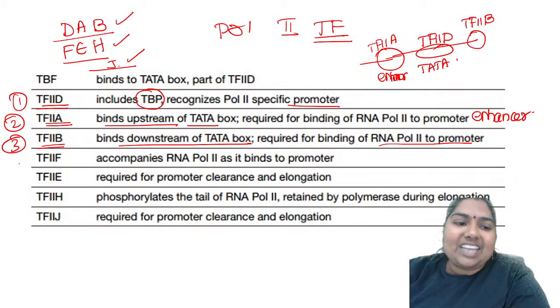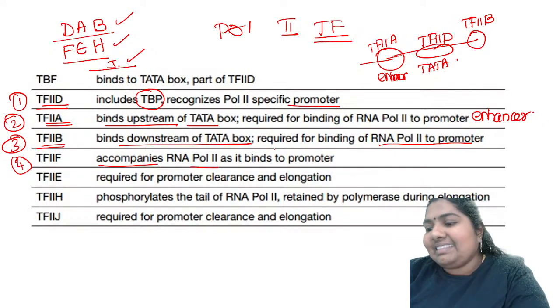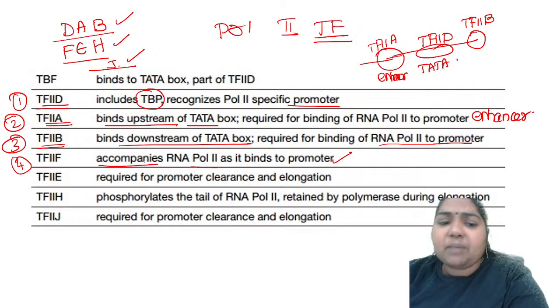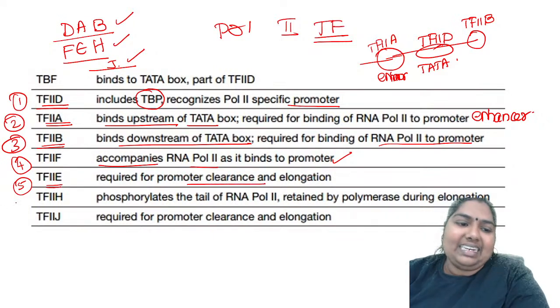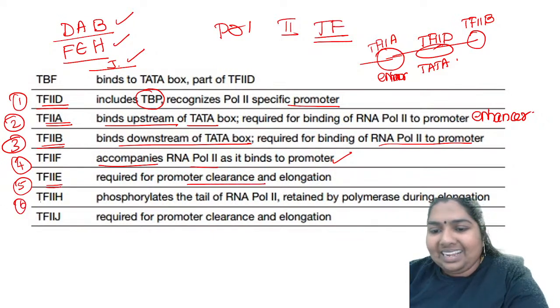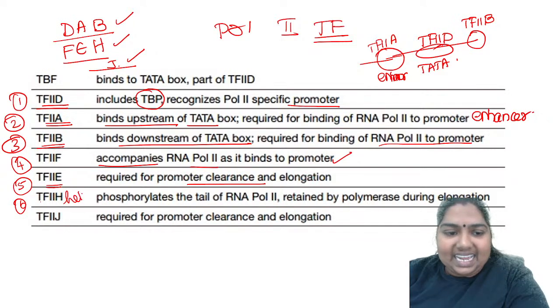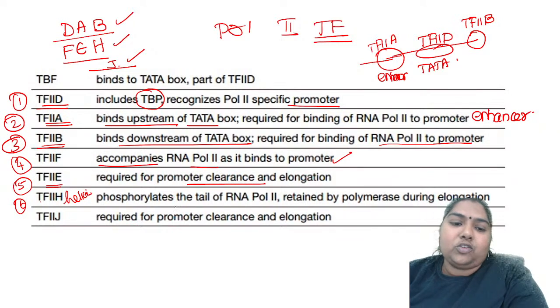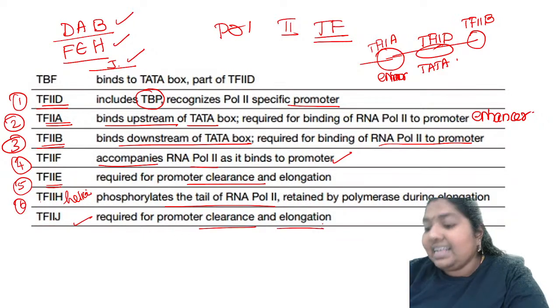The next one is FEH. Let us see this F. It is going to accompany your polymerase as it binds with the promoter. It is an accompanying factor. It is also recruiting your TF2E. E is for promoter clearance, and H functions like a helicase. It is going to help in unwinding, and it is phosphorylating your Pol 2. And your J is for promoter clearance as well as elongation.